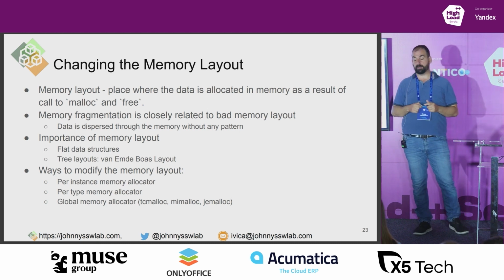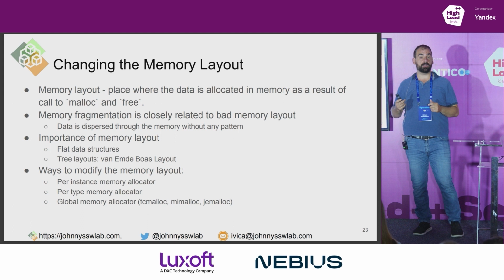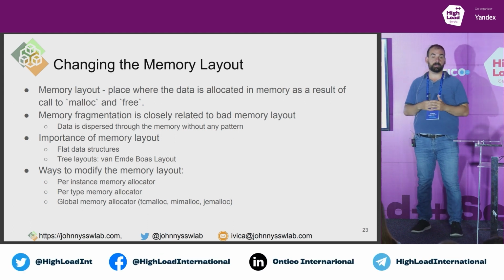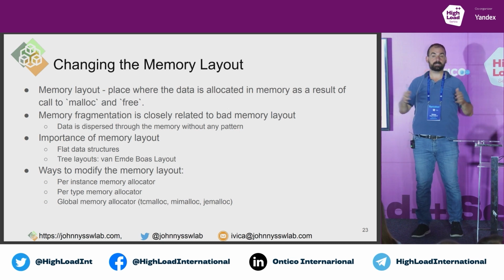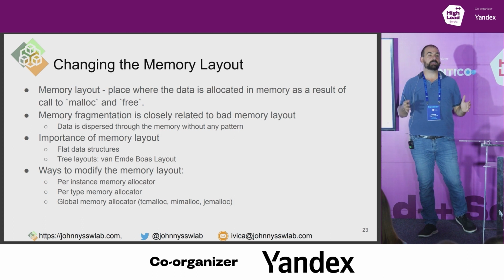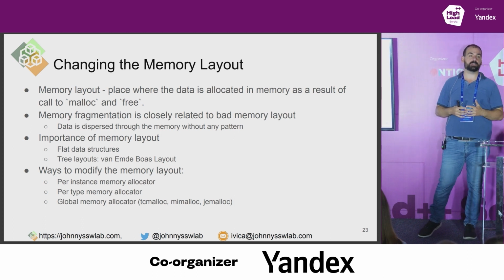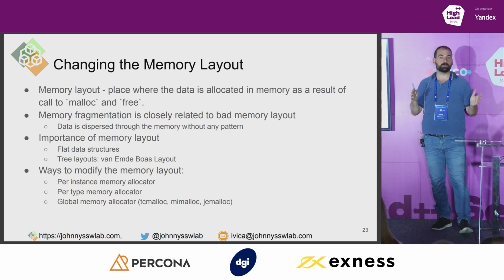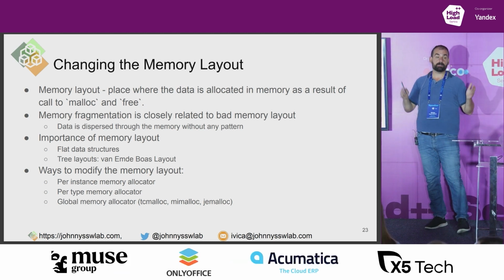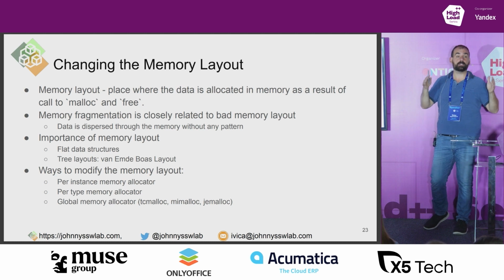How do we modify memory layout? We can use a dedicated memory allocator. Now, there are a few types of memory allocator. One is per instance. Let's say you have a binary tree which is really, really large, 8 megabytes, and it allocates, let's say, 1 million chunks of data. It makes sense for that one particular binary tree to allocate all data from a single block and to have a dedicated allocator just for that tree.